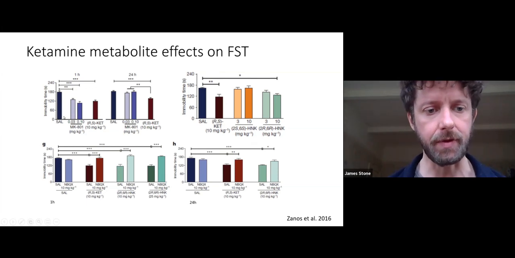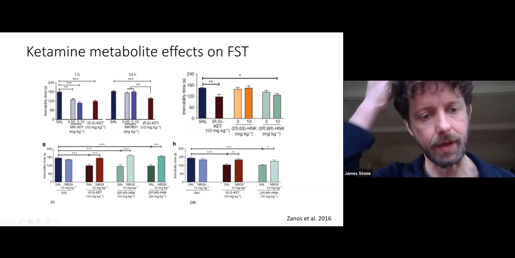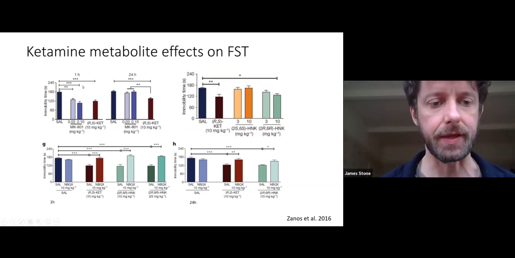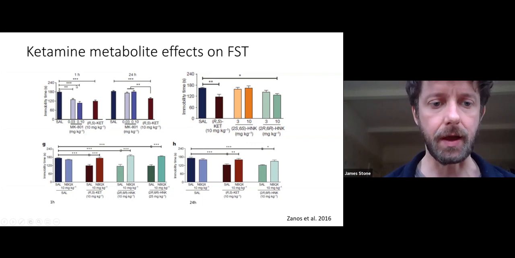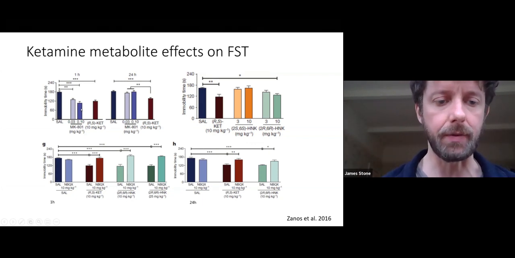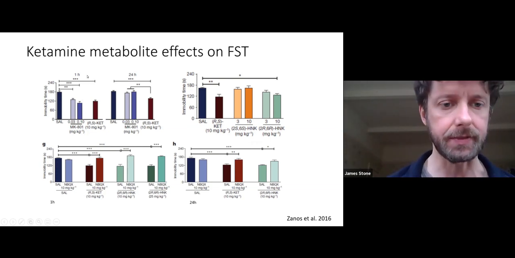And his group looked at metabolites of ketamine, amongst other things, as well as NMDA receptor antagonists, and looked at which of them had the greatest effect on the forced swim task. So I'll just go through each of these figures in turn.